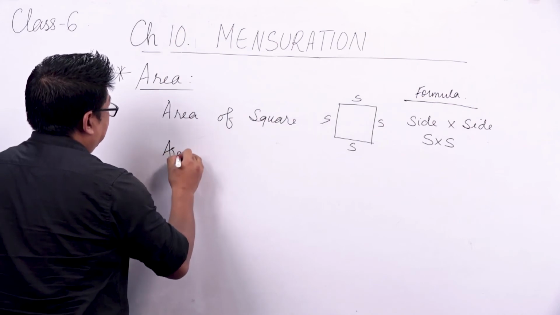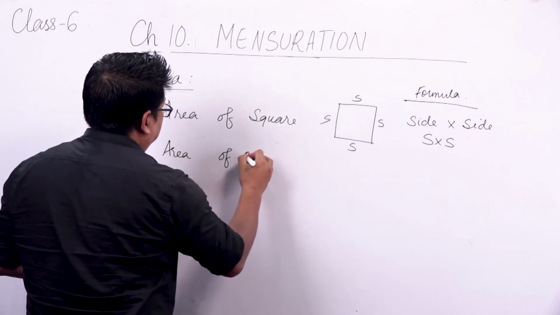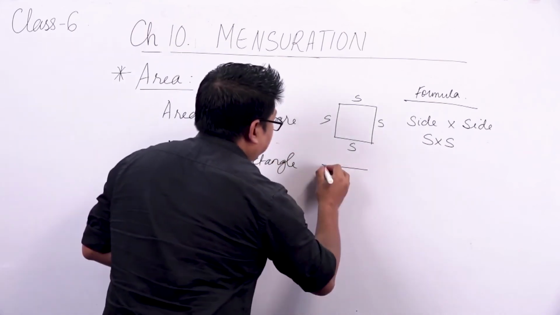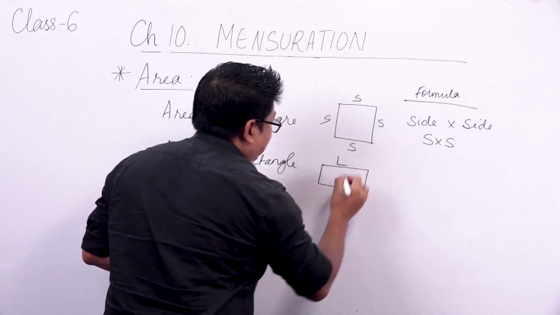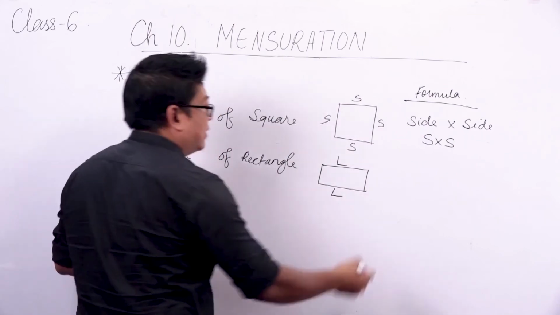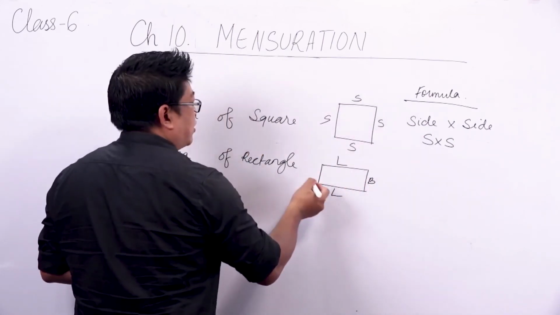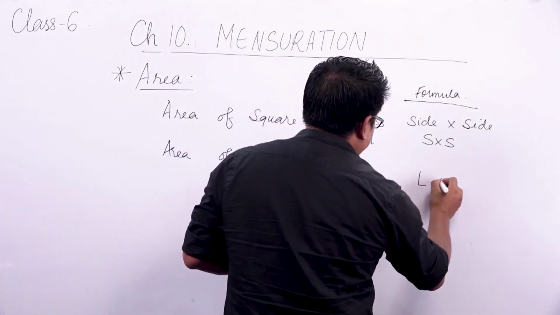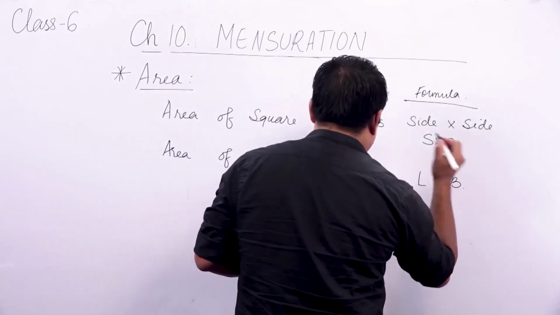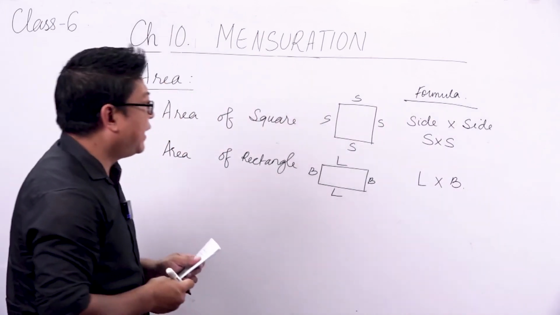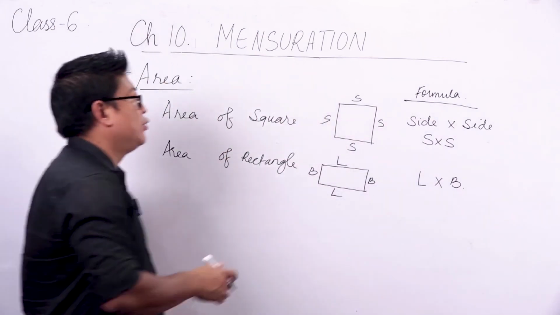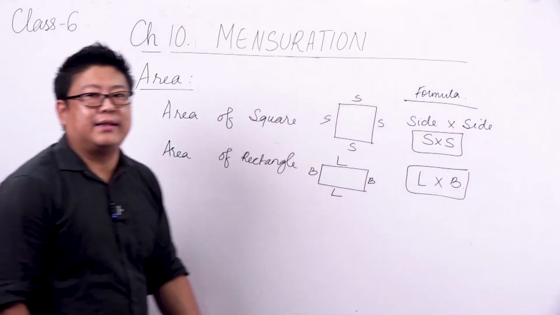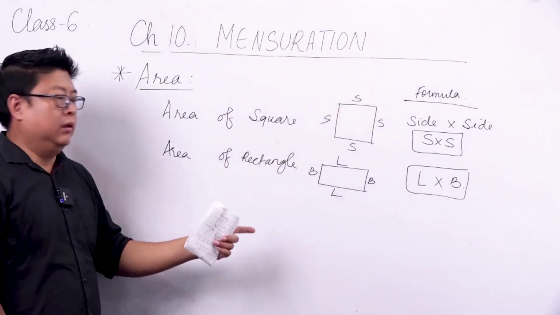Then area of rectangle. We know the rectangle shape. This is length, means the opposite side will also be length. This is breadth, means the opposite side is also equal, so it will be breadth. Now the formula will be length into breadth. Okay, these are the two formulae that you may have to memorize and understand. So this is about area.